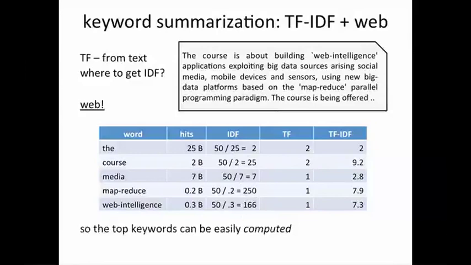So the top keywords for a paragraph can be automatically computed. Just as we might have guessed looking at this paragraph, this is about a course on web intelligence and MapReduce. Makes a lot of sense. It's certainly not about media. So the machine has actually done what we do fairly intuitively.